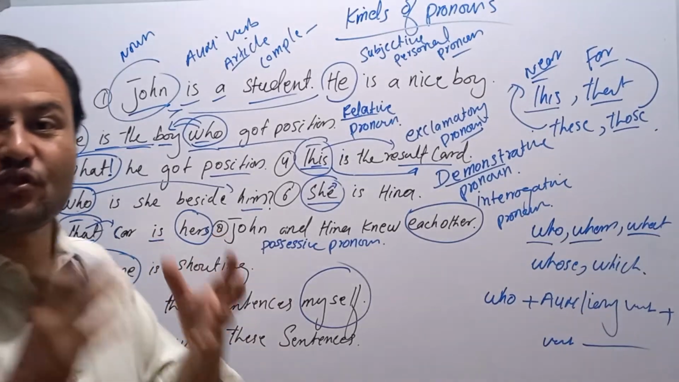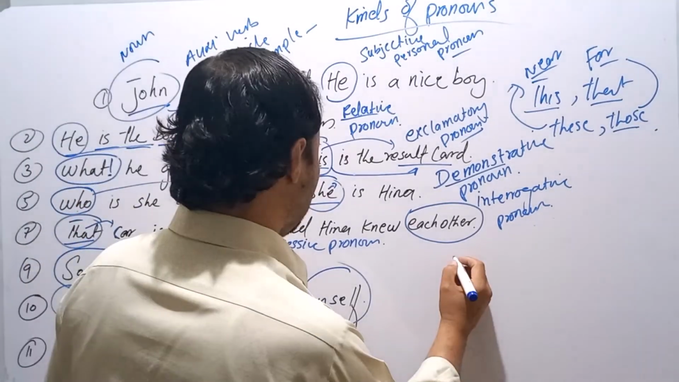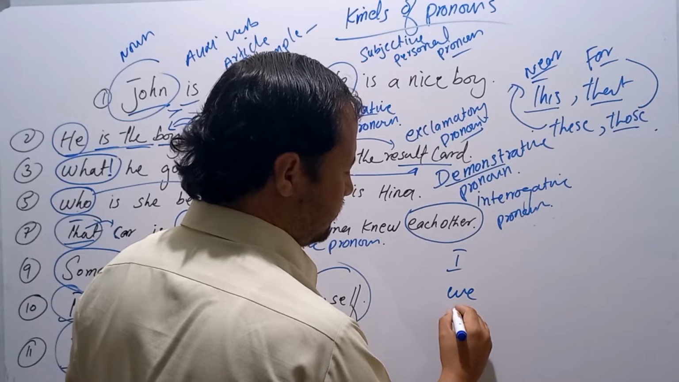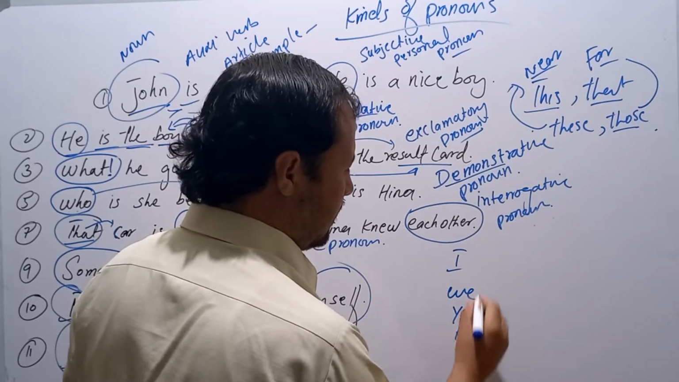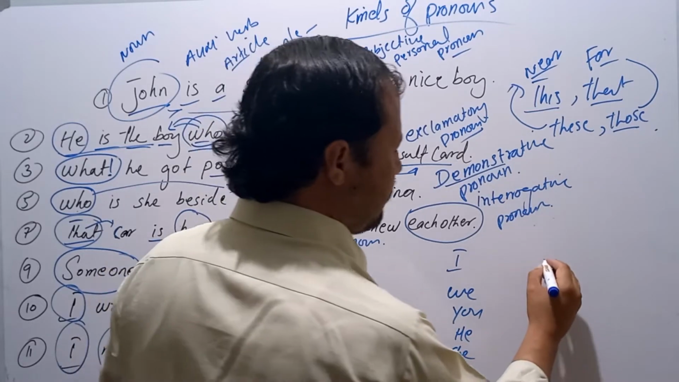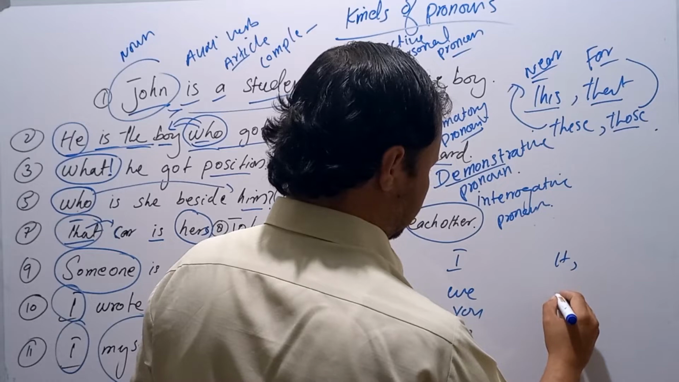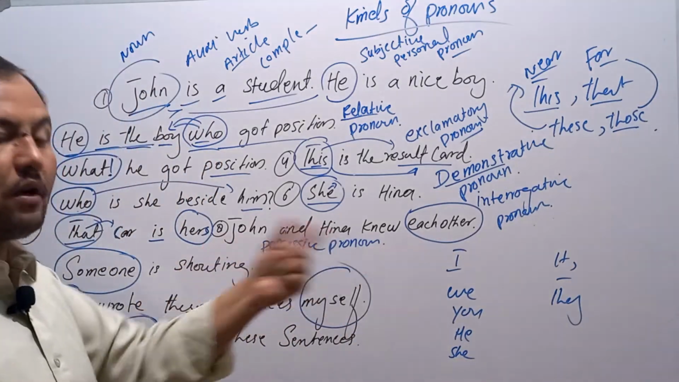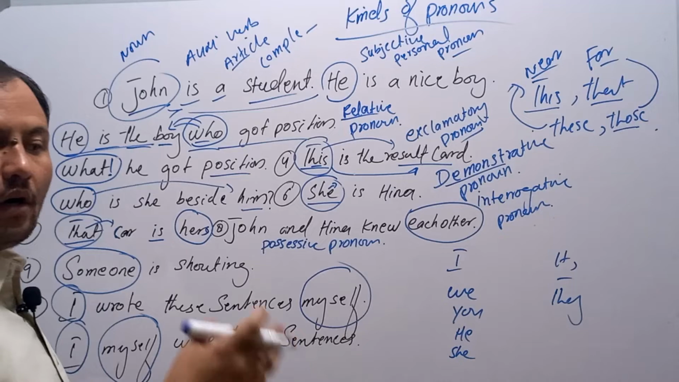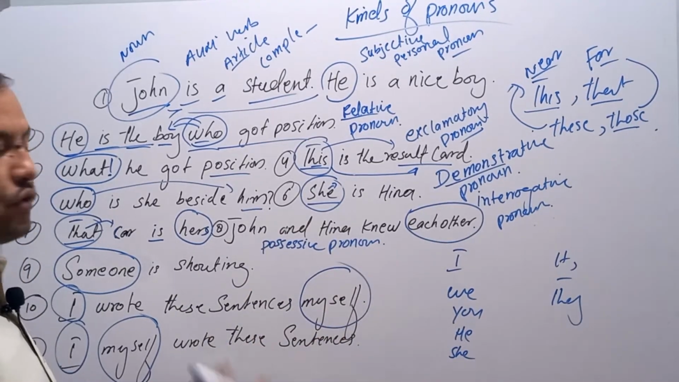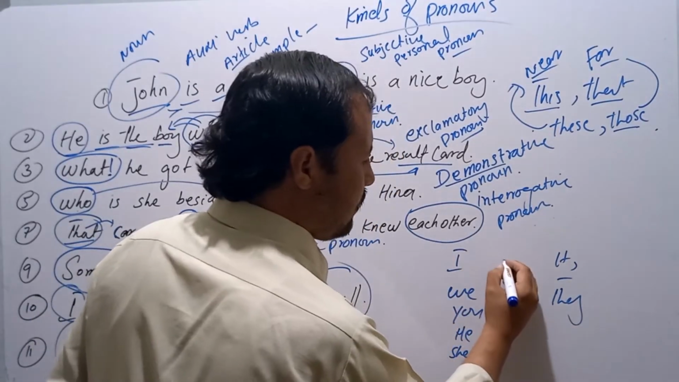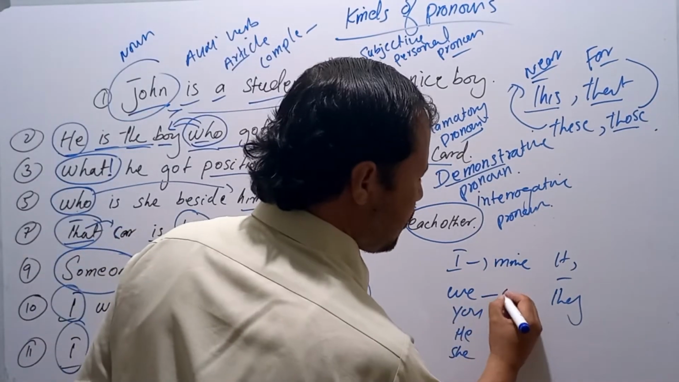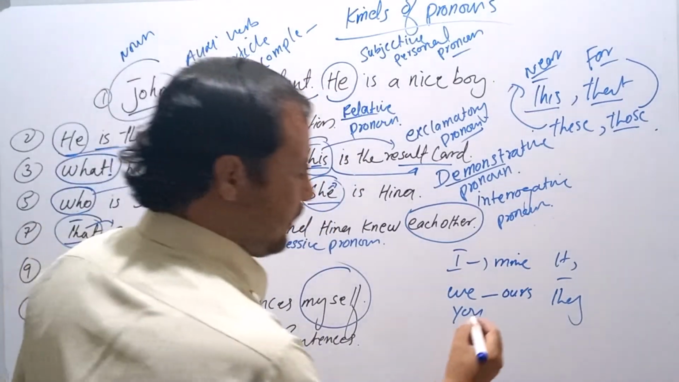Any pronoun which shows possession, we call them possessive pronouns. Subjective pronouns are I, we, you, he, she, it, and they. What are the possessive pronouns of them? Because they are used as an object of the sentence or as a complement of the sentence. Sometimes they are used. So I will be mine. Mine is the possessive pronoun of I. For we, the possessive pronoun is ours. If it is you, then yours.